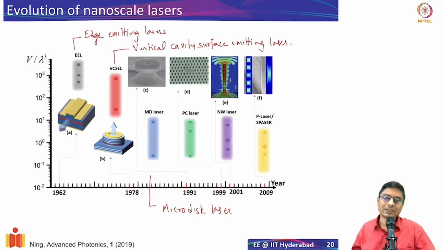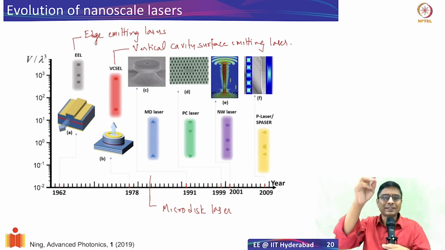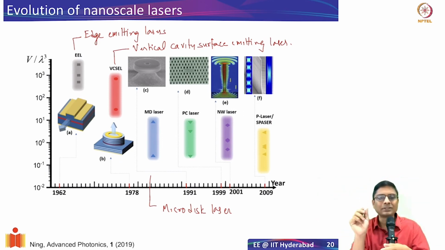After that, in the early 2000s, there was a lot of effort to actually grow nanowires. Nanowires means just a disk of maybe a few microns, less than a micron or so, and then you actually grow a vertical nanowire, and in that the cavity is formed. So you can again have edge emitting devices in nanowires, and you can have lasing from them as well.